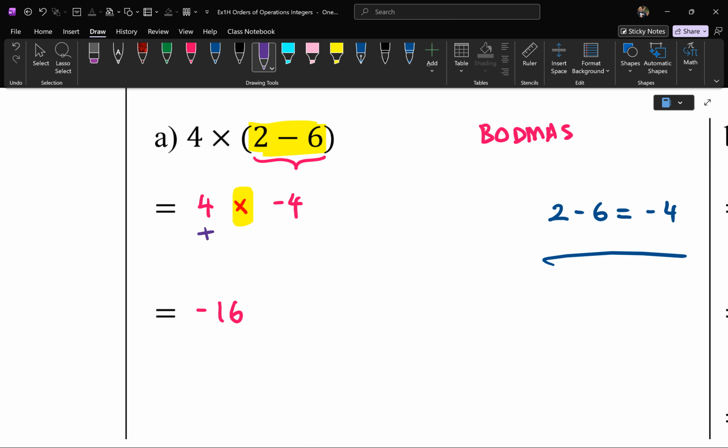Again, this is a positive number, that's a +4. This is a negative number, and when the signs are different, that's a negative. When the signs are the same, it's positive. It only works for multiplication and division. Okay? So, answer is -16 for the first one.